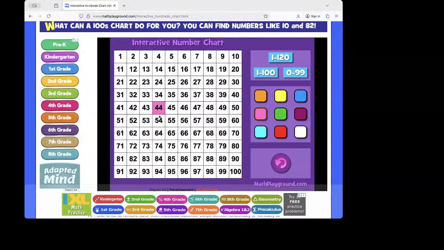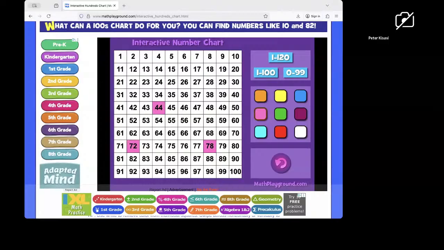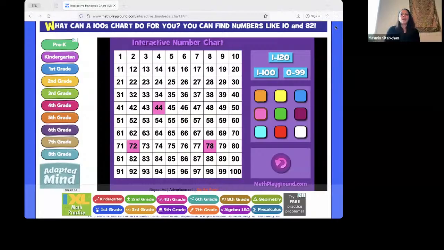44. 44. What number is that? 78. What number is that? 72. 72. Okay, so that's basically the activity, right? This is a good way to introduce children to a number chart and show it.